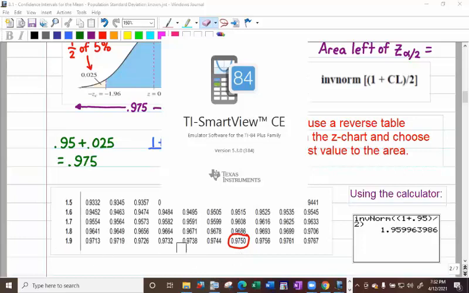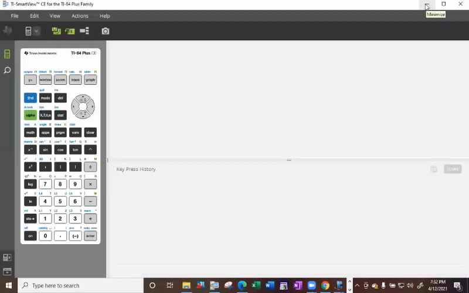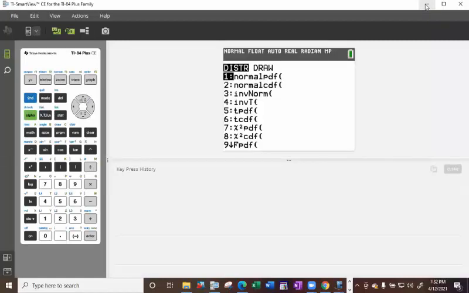It's in the 1.9 row and the 0.06 column. I can't wait till this thing warms up so I can minimize it and get it out of the way. I don't need to type that in there. I know that's what it's going to equal. We're going to be needing this pretty soon anyway, obviously, to do confidence intervals.